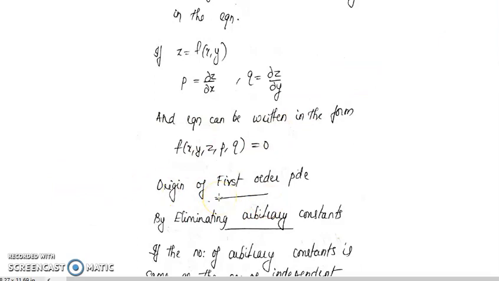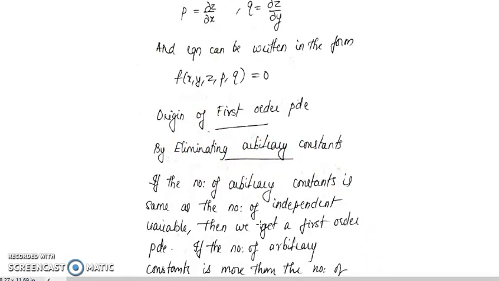Similar to ODEs, if you are given a family of curves, then by eliminating the arbitrary constants you can obtain the ordinary differential equation. From here you can obtain a PDE by eliminating arbitrary constants, or there can be arbitrary functions in your equation. When you eliminate arbitrary constants or arbitrary functions, you will obtain the corresponding PDE. We will see the first technique of forming the PDE, that is by eliminating arbitrary constants.